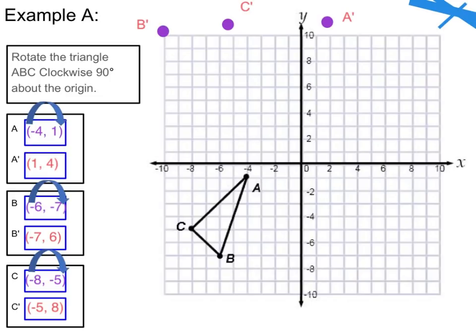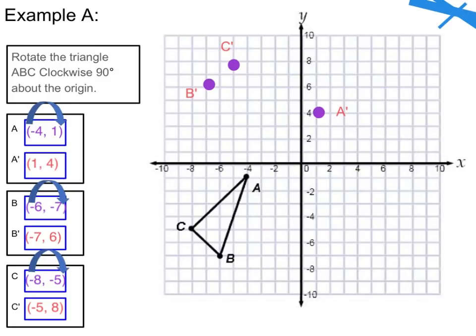So let's check. Do my points actually make my triangle rotate? So I'm going to have to plot them on the graph in order for that to happen. So I've got positive 1, positive 4. I've got negative 7, negative 6, so negative 7, positive 6. And my last one is negative 5, positive 8. So now I've got my points, and I want to label those A prime, B prime, C prime.